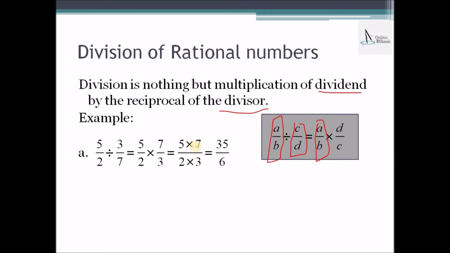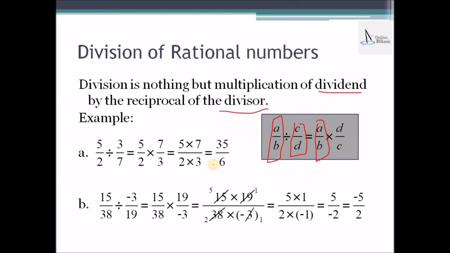So 5 into 7 is what? 35. 2 into 3 is what? 6. One more example. 15 by 38 divided by minus 3 by 19. Okay, the dividend is 15 by 38 and the divisor is minus 3 by 19. So 15 by 38 multiplied by, you see, the divisor was what? This is minus 3 by 19.